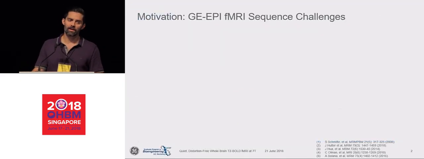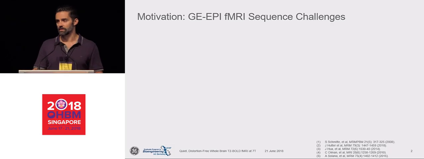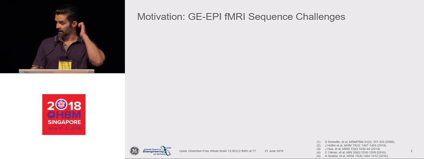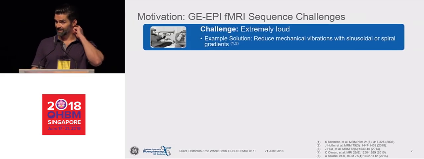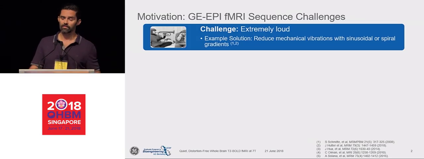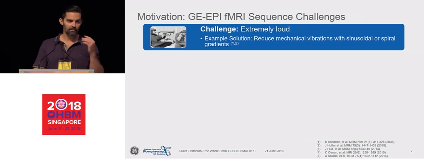This work is motivated by the fact that there are a number of challenges in using a gradient echo EPI sequence in fMRI. First and foremost, it's very loud. Not only does this make the experience very uncomfortable for subjects, but it's also been shown to modulate resting state networks as well as even task-based results. There have been some efforts to reduce mechanical vibrations of the gradient coil with either sinusoidal or spiral gradients, and they've achieved a moderate 15 dB reduction in acoustic noise.